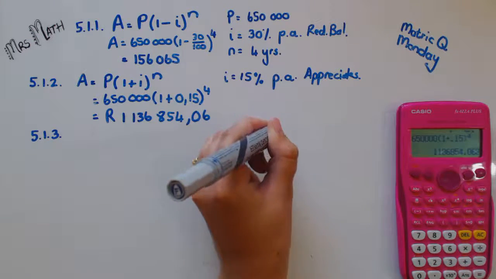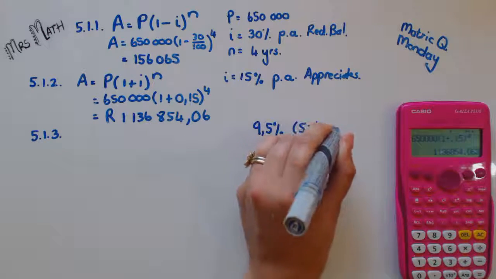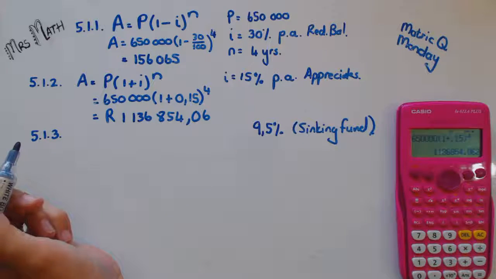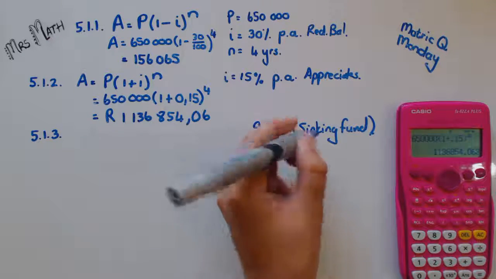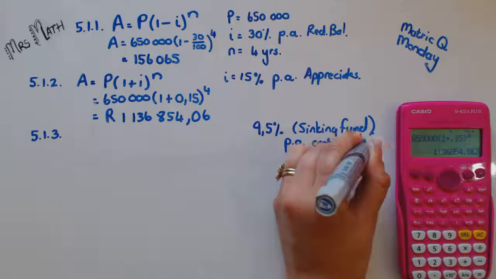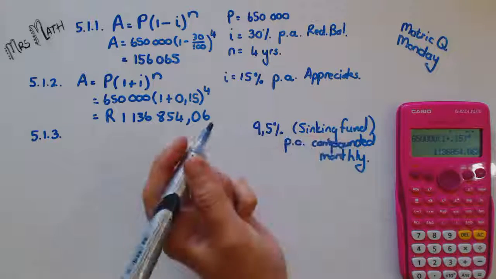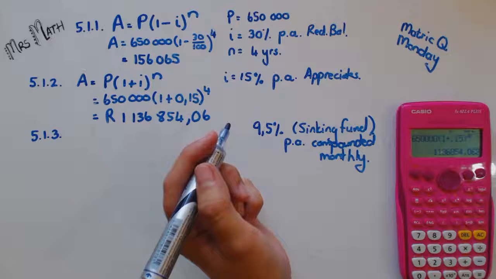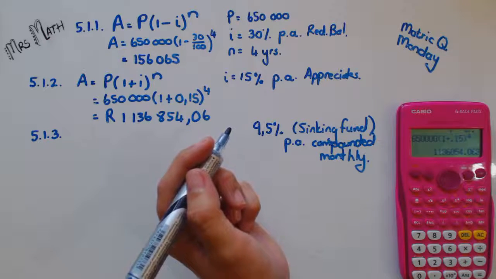9.5%. So my sinking fund has interest of 9.5% per annum compounded monthly. So this is per annum, compounded monthly. The first installment of the sinking fund is paid at the end of the first month of the 4-year period, and the last installment is made at the end of the 4 years.